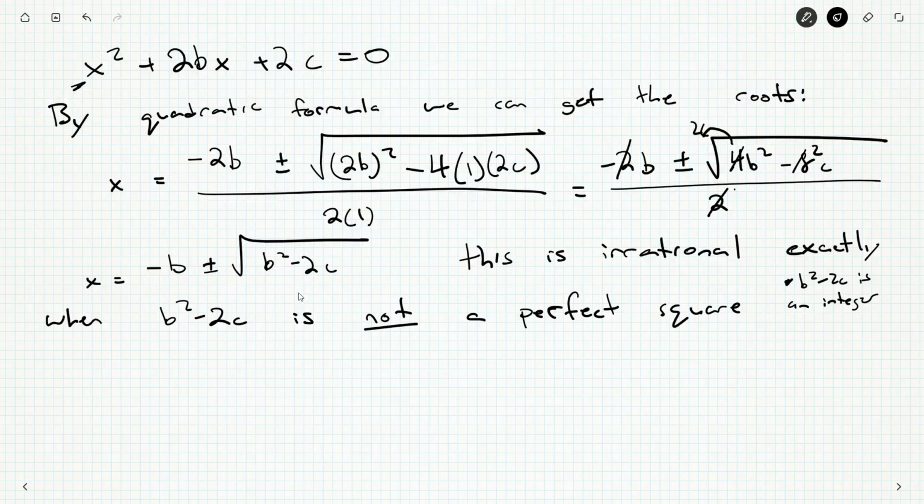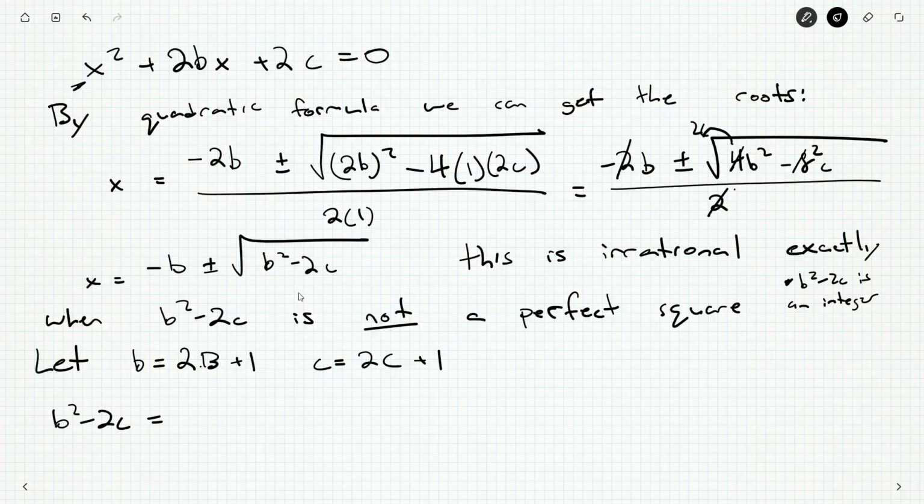Okay. Now, why did they tell us b and c are odd? We haven't used that information yet. Well, odd numbers can all be written in a particular way. So I might say let b be 2B plus 1, c be 2C plus 1. So then b squared minus 2c is going to be (2B plus 1) all squared, minus 2 times (2C plus 1).